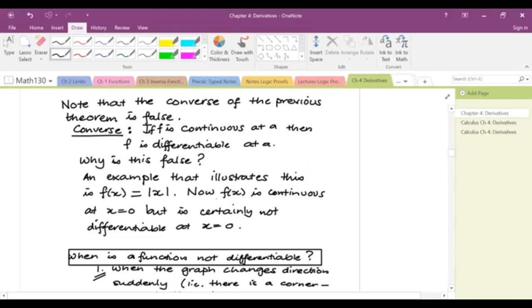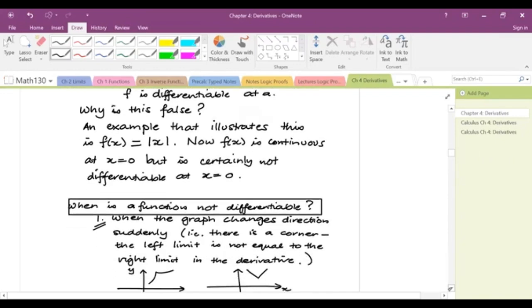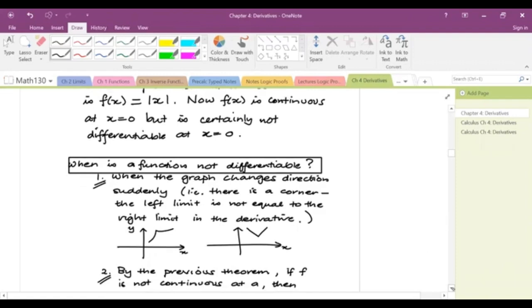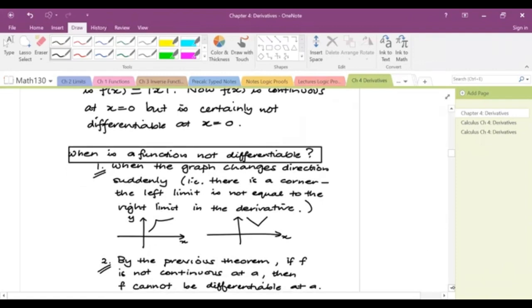On continuity, that f of x is continuous at x equal to 0. But that example we just looked at a little while ago, we showed that the function mod x is not differentiable at x equal to 0. So here's some examples of when a function is not differentiable.